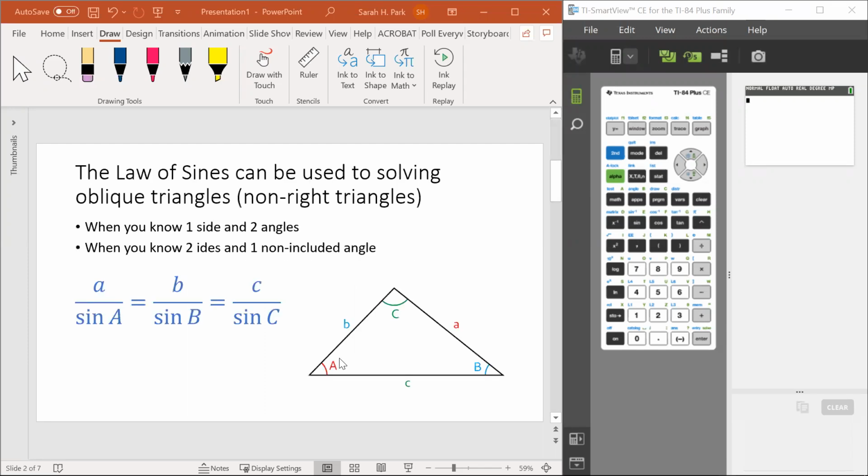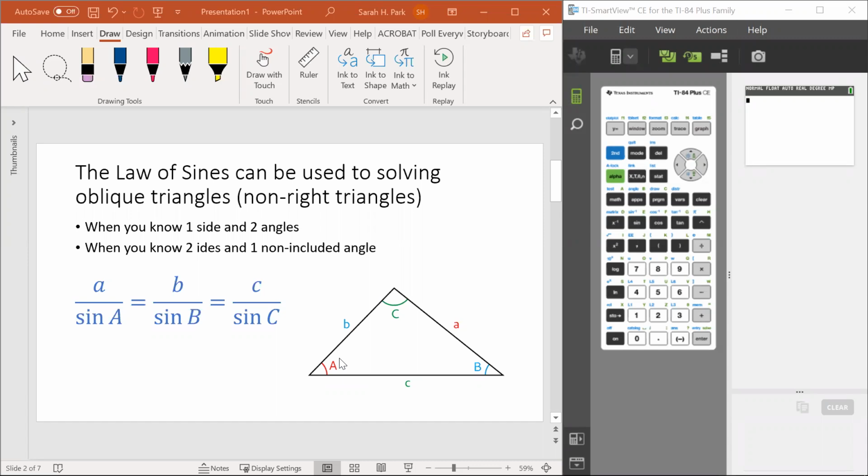Okay, so the law of sines, like I said before, can be used to solve oblique triangles, and oblique triangles are just another term for non-right triangles. So far in this class, we've been working with right triangles, or triangles with a right angle. But now for this section, we're working with triangles that are oblique, or there's no right angle inside the triangle.